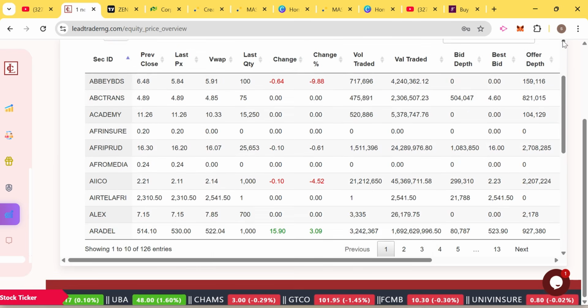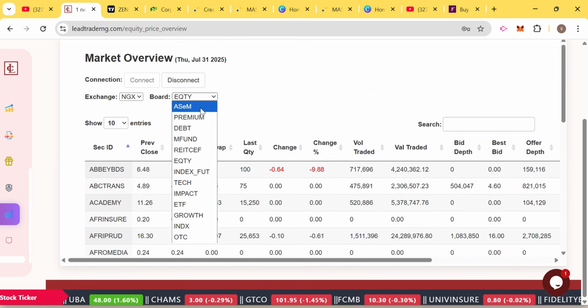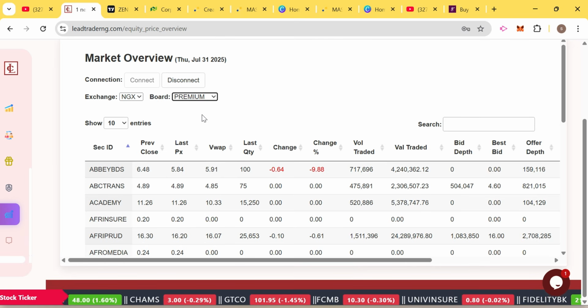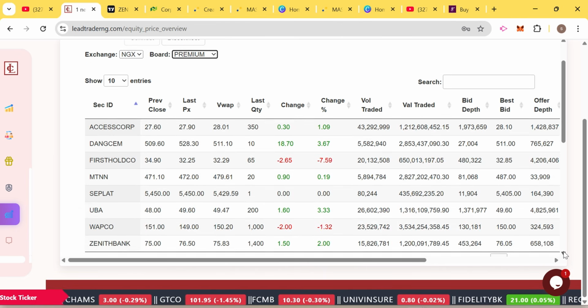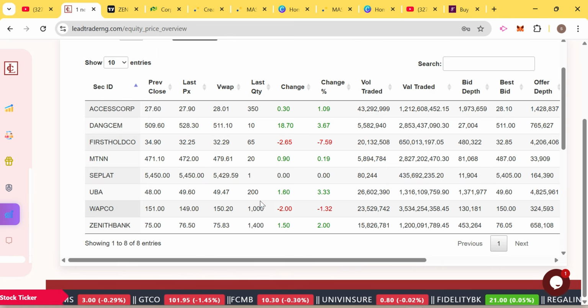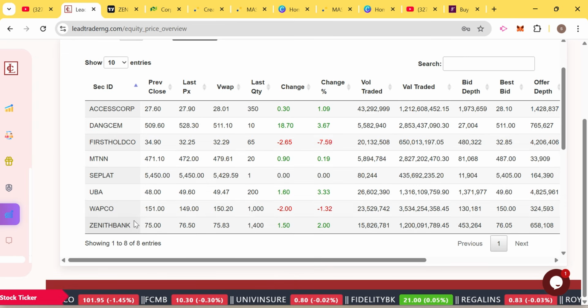So you can come here. Let's look at premium. If you come here and click premium, excellent. So you see we have the premium board. These are the stocks that we have in the premium board. There are 1 to 8. We have Access, Dangote Cement, First Oatco, MTN, Seplat, UBA, WAPCO, Zenith.